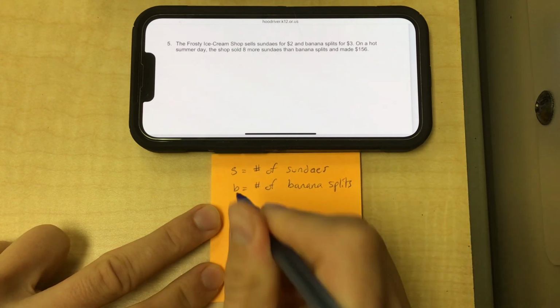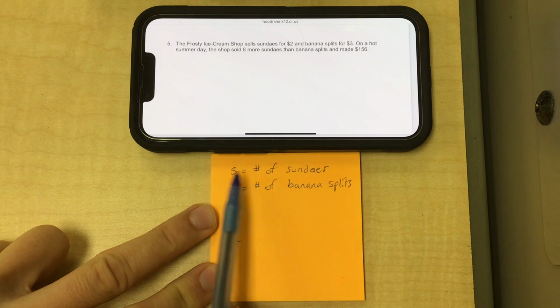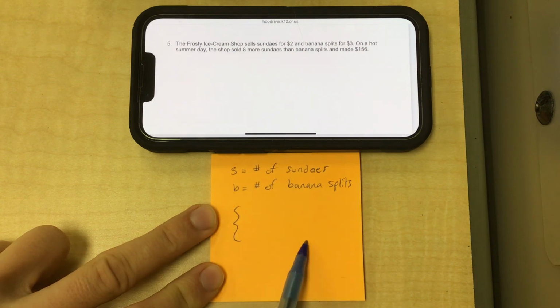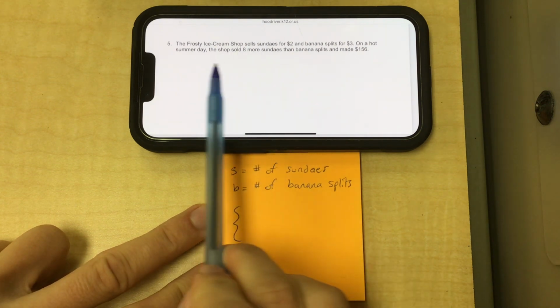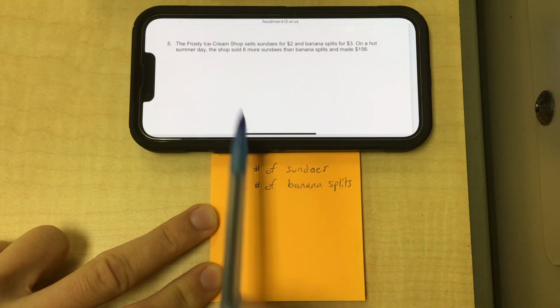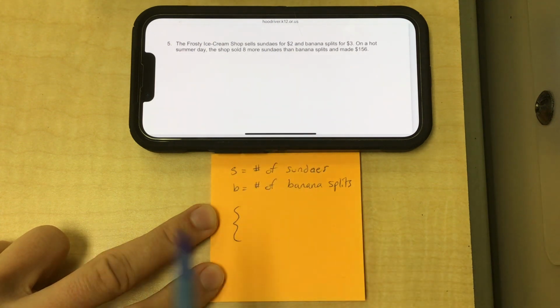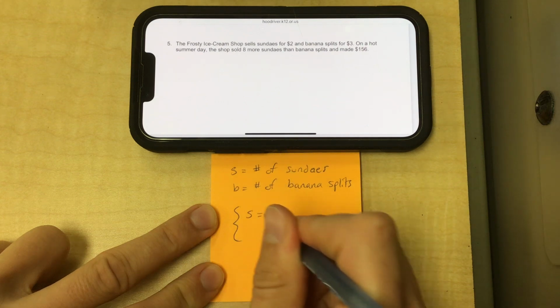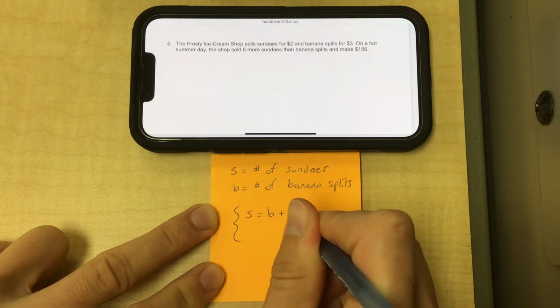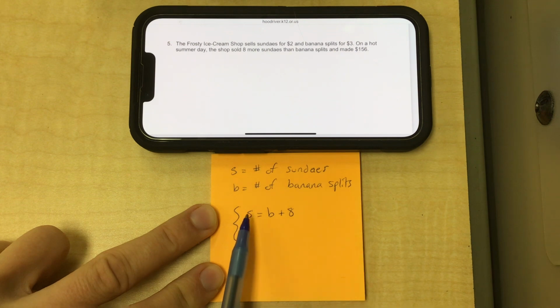All right, so now I'm going to make my system of equations. We know we're going to have the letters S and B in both of these equations. For my first one, let's just talk about how many of each we have. We know that the shop sold 8 more sundaes than banana splits. So the number of sundaes would be the number of banana splits plus 8, right? There's more sundaes than banana splits.